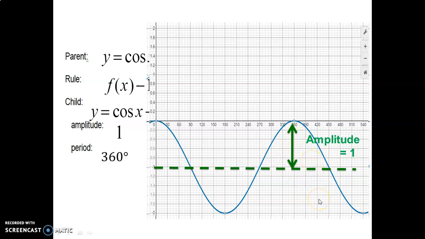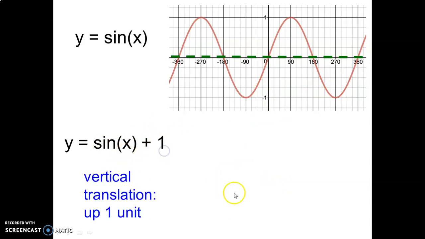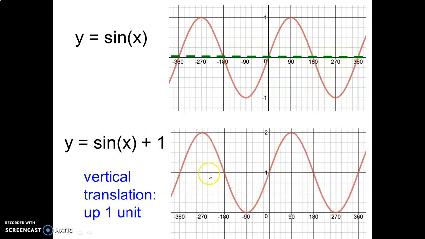So that is your first few transformations on trig functions. We've looked at reflections and translations. And don't forget the keywords like amplitude and period and phase shift. So here, just to recap, we have a regular sine graph, and then we have a sine graph plus 1, so the entire graph moves up 1. Vertical translation, up 1 unit.